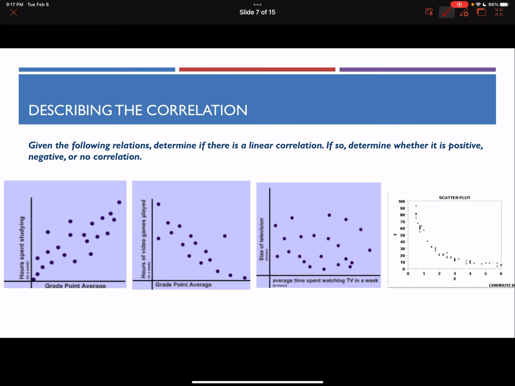All right, so let's talk about this first one. I would say the points do follow a straight line, so I would say it's linear. It's positive because the line is going from left to right upwards. Make sense? So it's linear, it's positive, but I would say it's moderate because some of the points are not so close to that line.